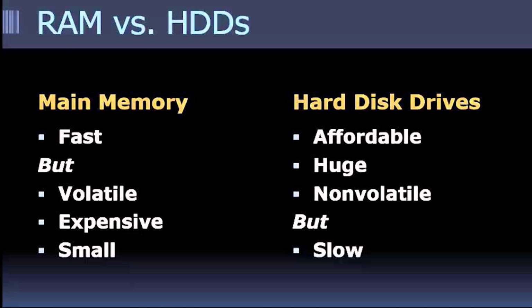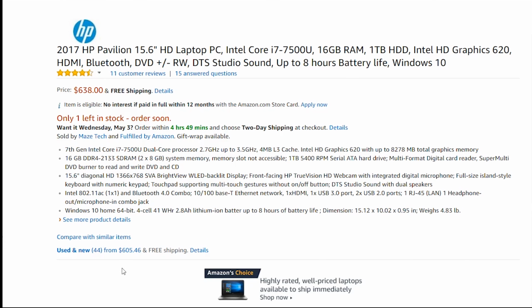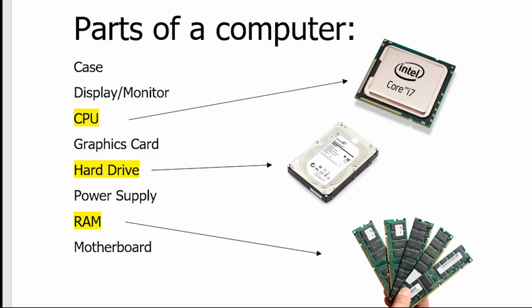RAM has less storage than your hard drive because it is only temporary, whereas your hard drive is storing permanent things. This is why you might see an ad for a computer that says, includes 16 gigabytes of RAM and a 1 terabyte hard drive. There are more parts in a computer, but the CPU, RAM, and hard drive are the 3 most basic parts.